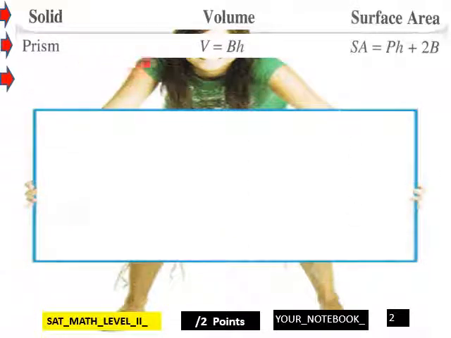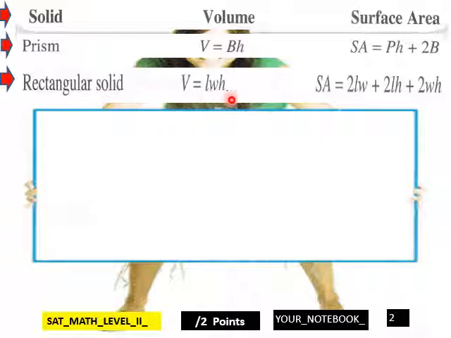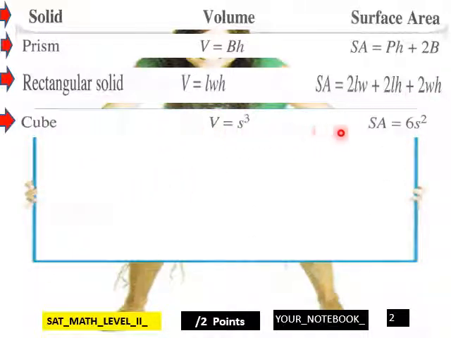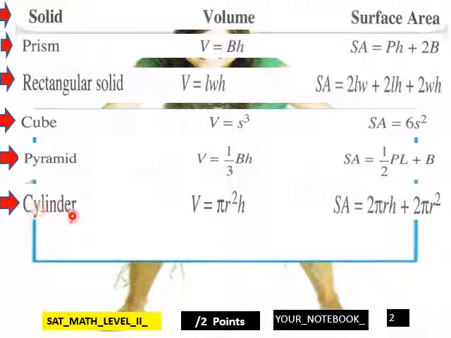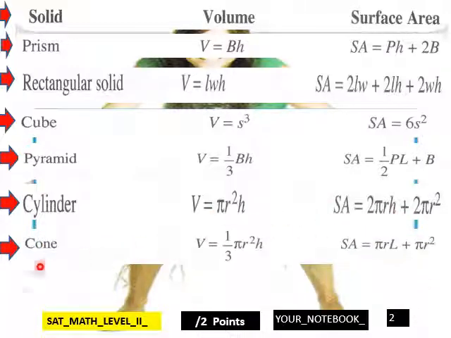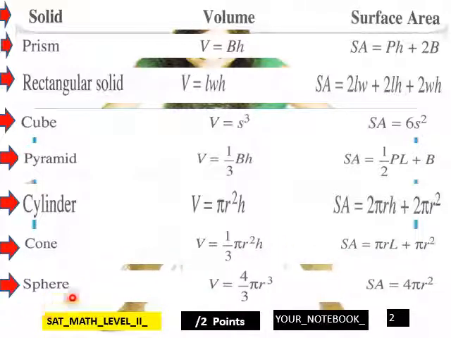So we have a prism here. Your volume is V equals BH. Surface area is PH plus 2B. And then we have a rectangular solid here. There's your volume formula, then here's your surface area formula. And a cube, same thing, volume, surface area. And then a pyramid, volume, surface area. And cylinder, volume, surface area. And then a cone, volume and surface area. And a sphere, volume and surface area.